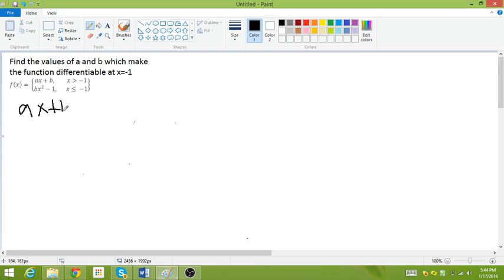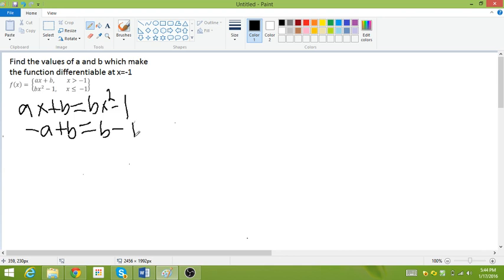ax plus b equal to bx squared minus 1. Alright, and since we know we're working with x equals negative 1, we can go ahead and substitute in negative 1. So what we get is negative a plus b equals b minus 1, because we substituted negative 1 for x.